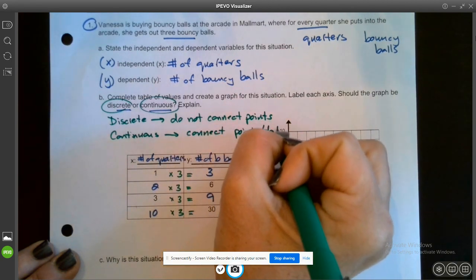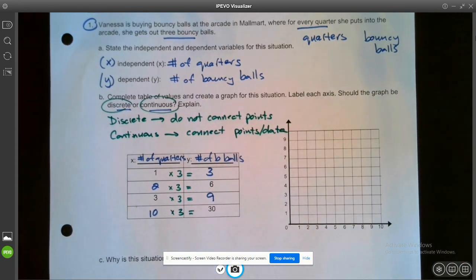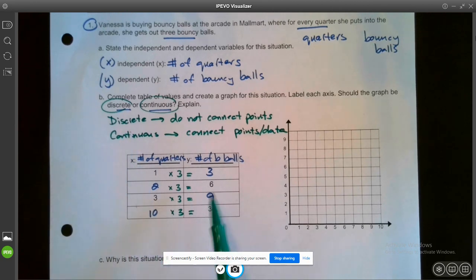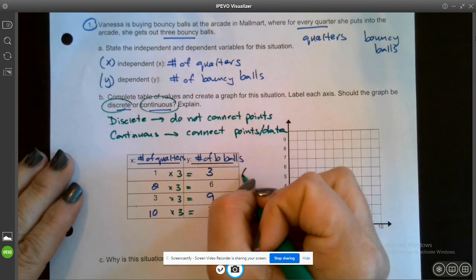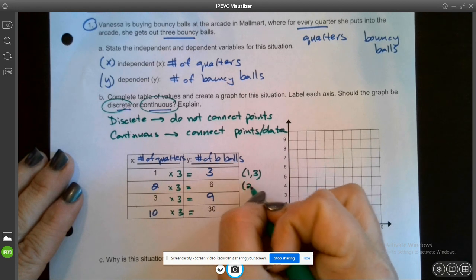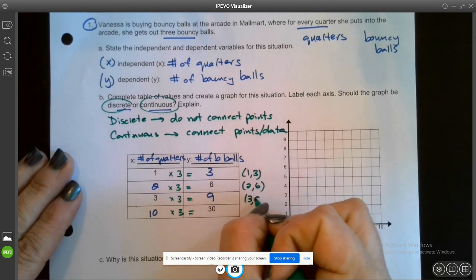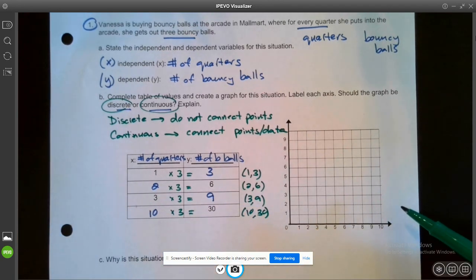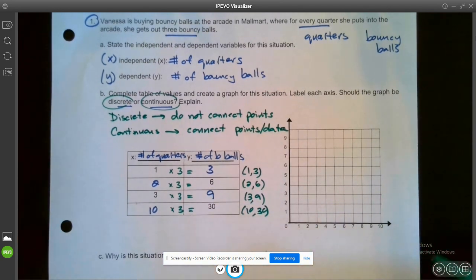So what we have to think about is, can I get like a half of a bouncy ball? Can I put in like 1.5 quarters? I can't do that. So when we get this data, it's going to be discrete. We cannot connect the points because we can't have fractional values of either quarters or bouncy balls. Yeah, not going to happen. So of course, these give us 4 points: (1, 3), (2, 6), (3, 9), and (10, 30). We're going to graph it. Kind of interesting that we just have the first quadrant too. Interesting. But anyway, let's graph it.